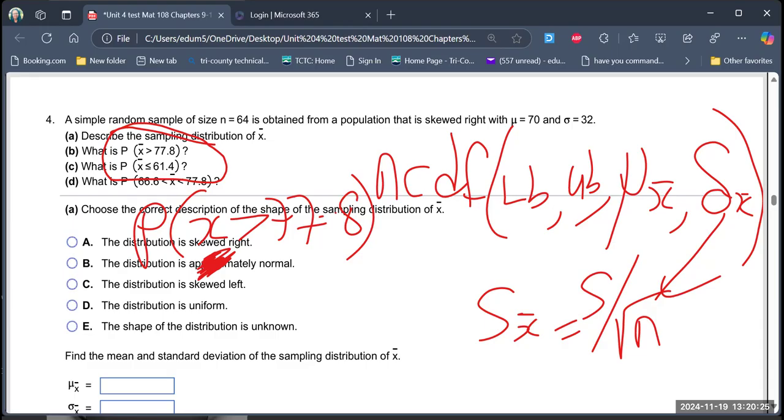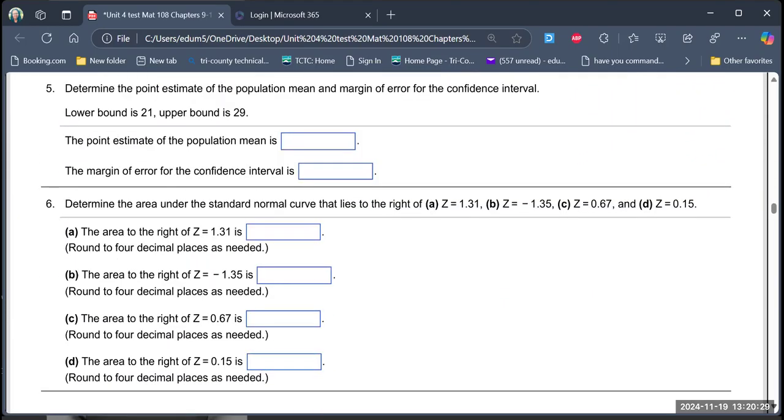So you can answer this question number 4. Okay, let me determine the point estimate. I hope we still have time. All right, we do have time. Determine the point estimate of the population mean and margin of error. This is an easy question. Let me make sure that nobody fails this question. This question is in the test, and it may not just come like this.